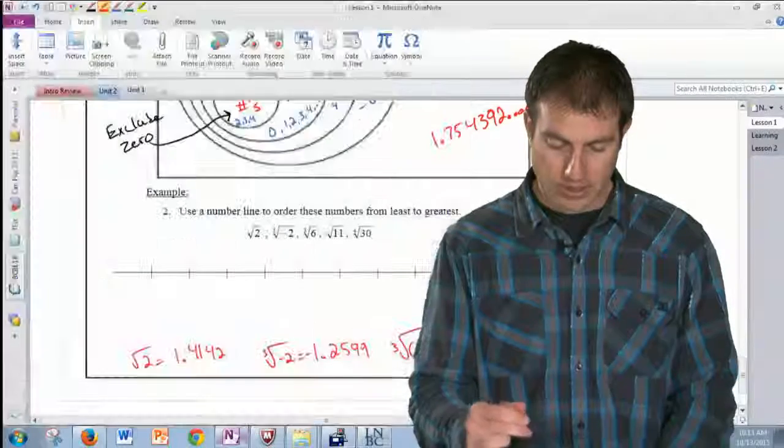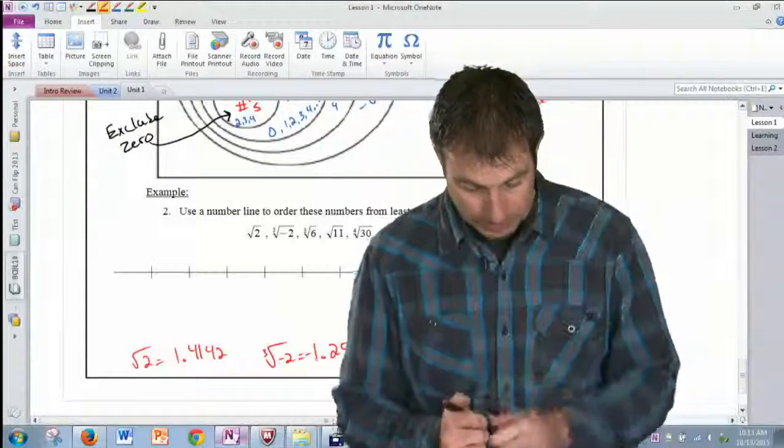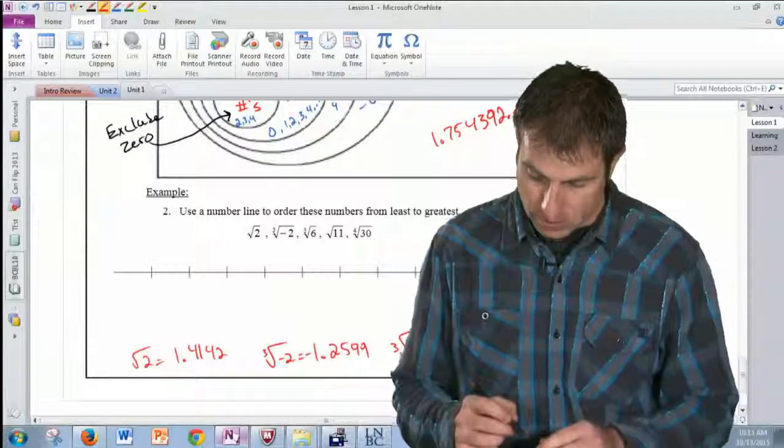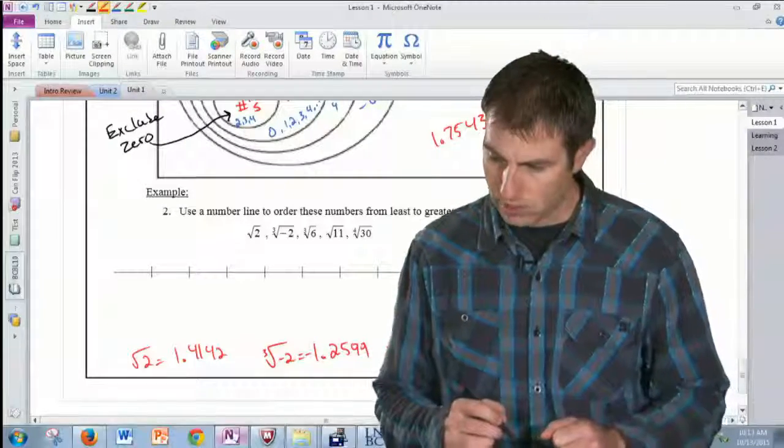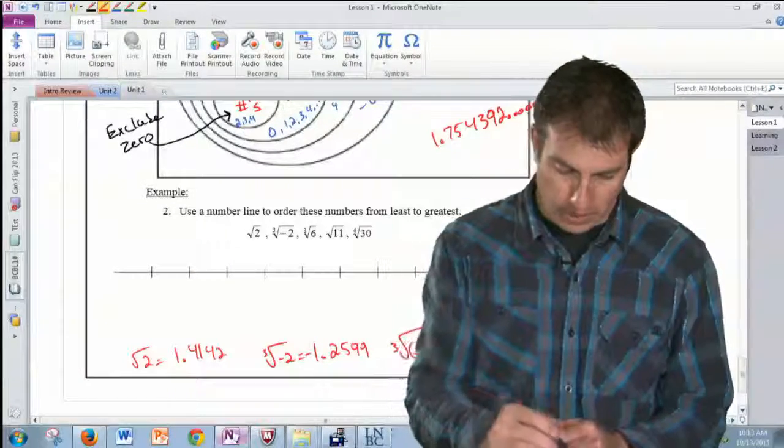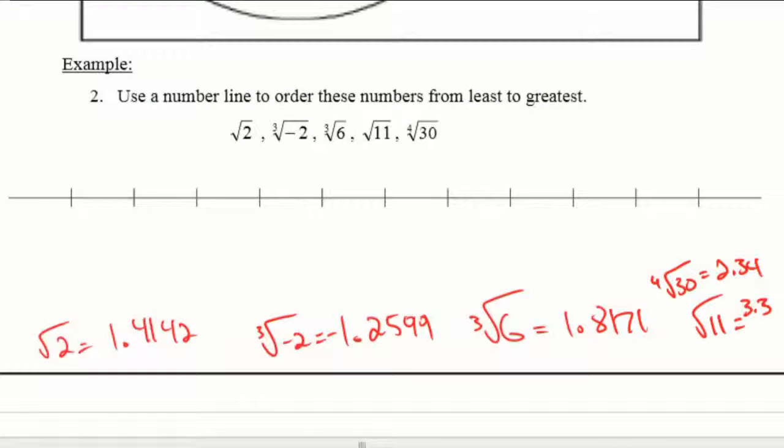So just going back to the questions here, I have a negative value here, just the one negative. So the smallest number I'm going to have is negative 1.2. The largest I have is the 3.3. So I need my number line to accommodate numbers from about negative 1 up to about 4.